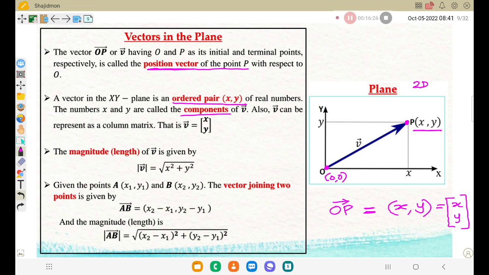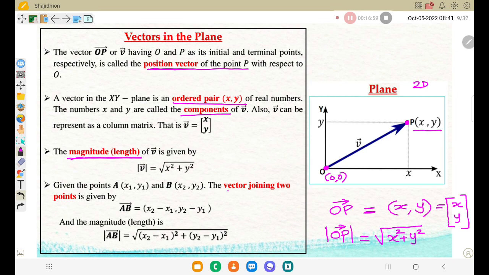Now, the magnitude or length of a vector. How can we calculate the distance from 0 to P? The magnitude of vector OP we can calculate by using this rule: root of x square plus y square. That means the x component square plus the y component square, all under the root. This is the magnitude of the position vector OP. I hope you understood. This is the second rule here.